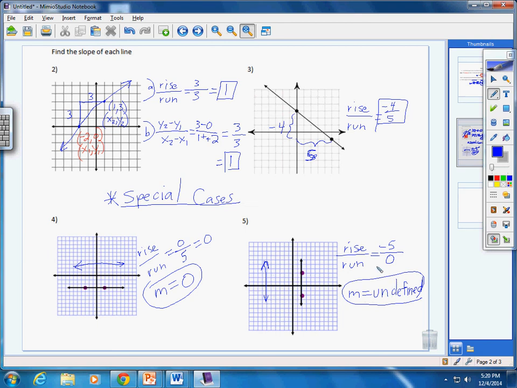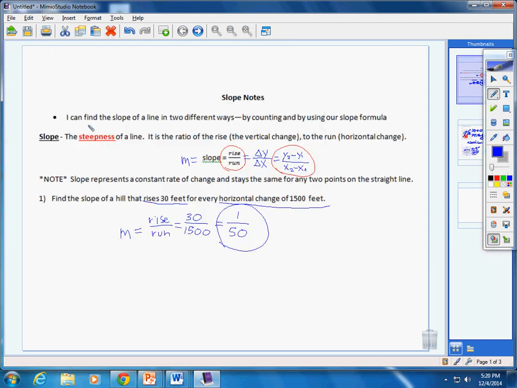Hopefully you took away from this what we wanted to. Hopefully you can say right now, or maybe after you watch it for a few more minutes, I can find the slope of a line in 2 different ways. I know the counting method, just say rise over run, and figure out what my rise is, and divide it by my run. And hopefully I can use my slope formula here as well. Those are the goals of the day.